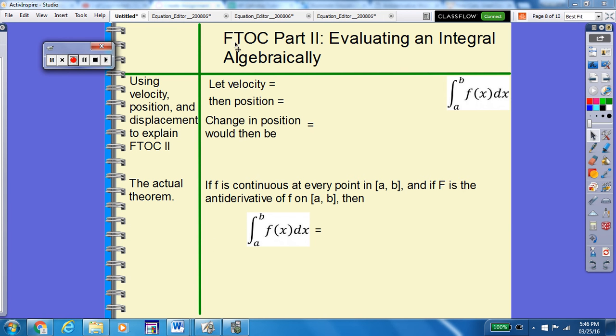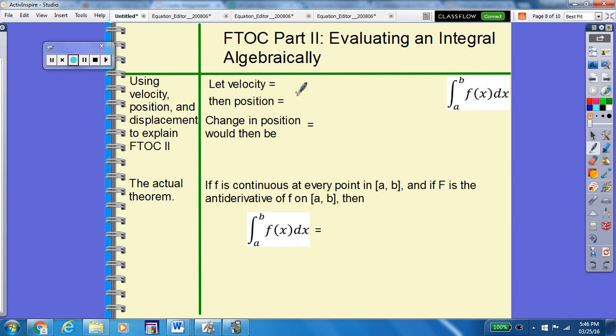Well, the fundamental theorem of calculus, part 2, is really what it does. It tells you how to take the integral. Hopefully we already have established the meaning of it, meaning the net area under the curve f of x from a to b. And now you're ready to compute it algebraically. I always like to start with the way I think about it, using velocity, position, and displacement to explain it. And then we'll go over the formal theorem. I'm not going to prove it, but the proof is not that complicated. If you're interested, we can talk about it at a later time.